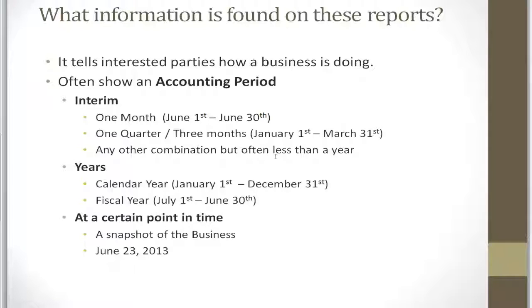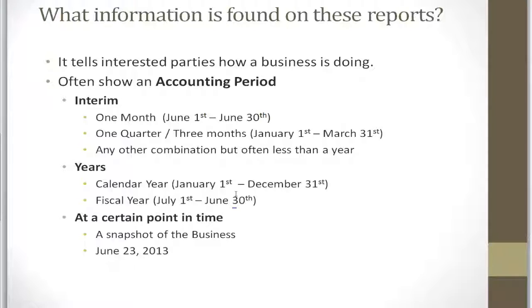There are interim accounting periods that can be a month, 3 months, 6 months, 9 months, but it's often less than a year. We have accounting periods that are years, and the two main ones are calendar years, which are companies that run their accounting systems from January 1st to December 31st. We have others that are fiscal years, which run from July 1st to June 30th. Examples of those may be schools, government agencies, or nonprofits. One popular company that also uses a fiscal year is Apple.